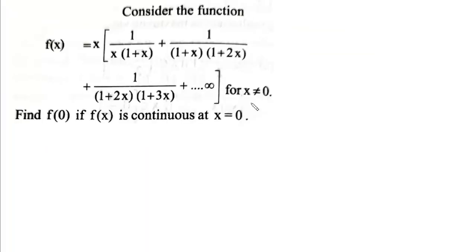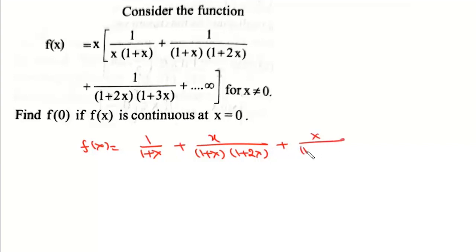Now we are given this function fx, and we need to find the value of f0 if f is continuous at x equals 0. Now we'll multiply this x inside. We can write fx as 1 upon 1 plus x, and this is x upon 1 plus x into 1 plus 2x, and this is x upon 1 plus 2x into 1 plus 3x. It goes all the way up to infinite.